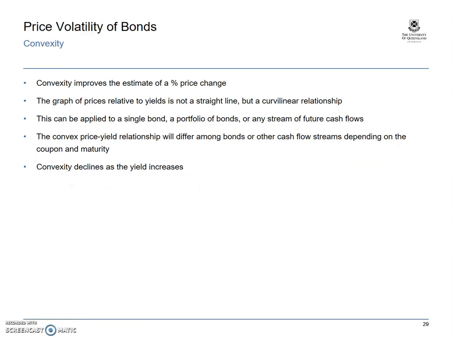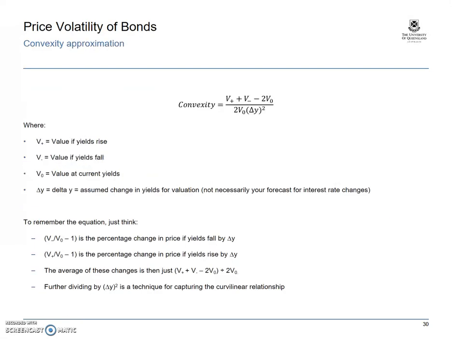So convexity improves our estimate of the percentage price change for the bond when we expect the yield to change. That graph of prices relative to yield is not a straight line, as we just saw on the previous page. It's a convex relationship. And so we can use this convexity for a single bond, or we could use it for a portfolio of bonds or any stream of future cash flows. The convex price-yield relationship will differ among bonds and other cash flow streams depending on coupon and maturity. And convexity. So how do we calculate convexity?